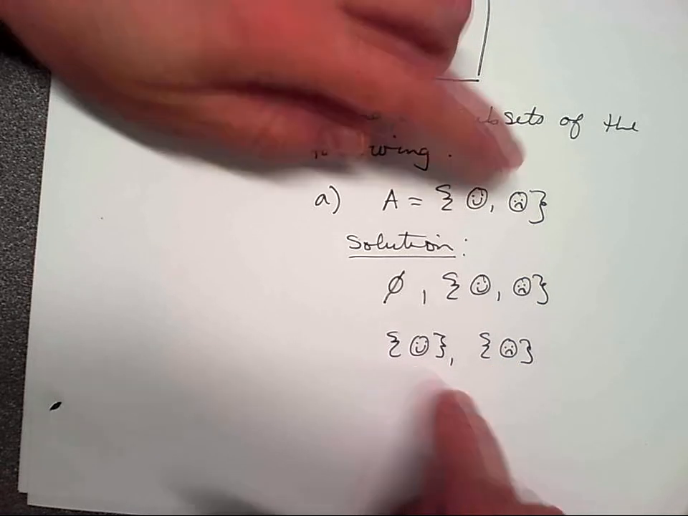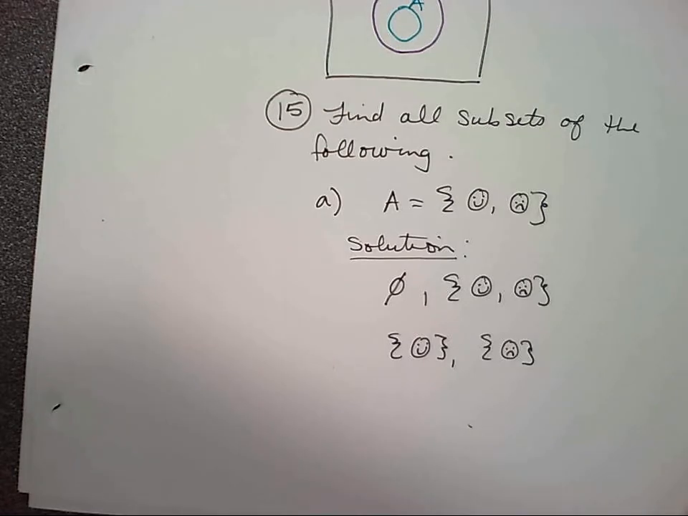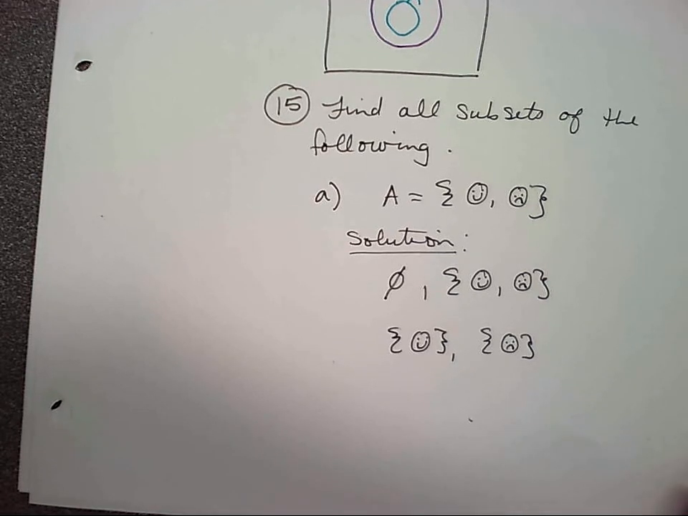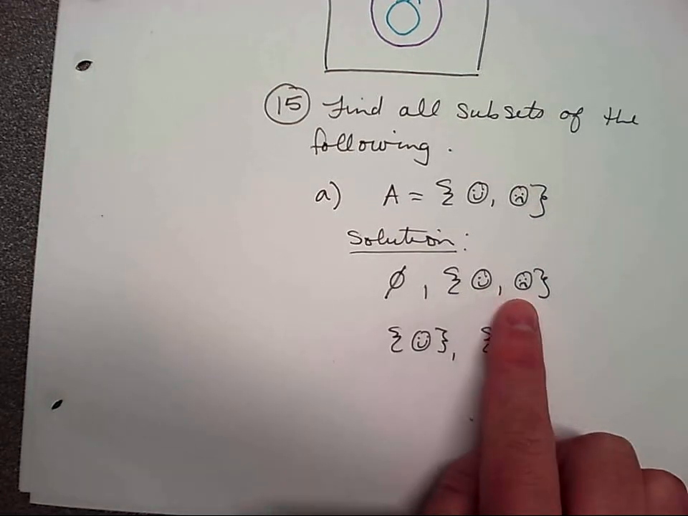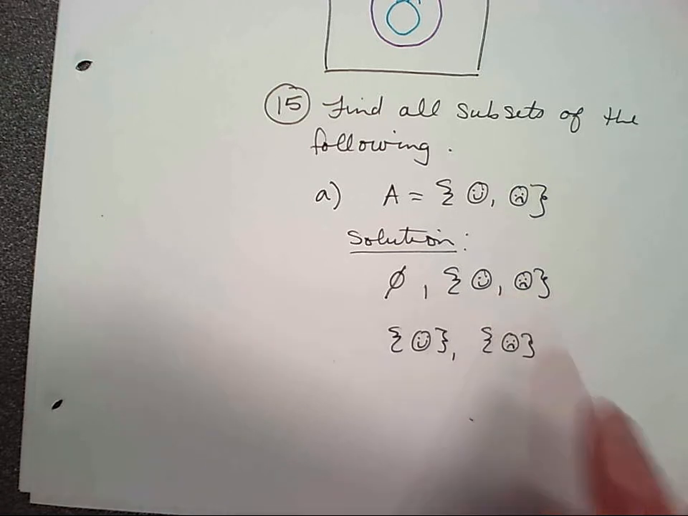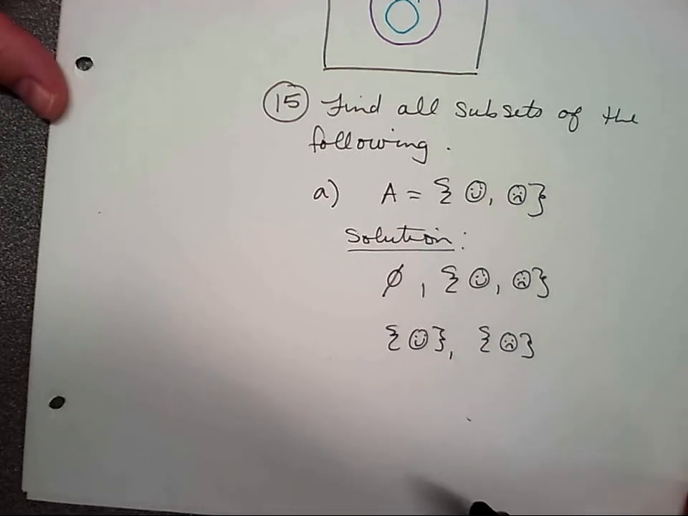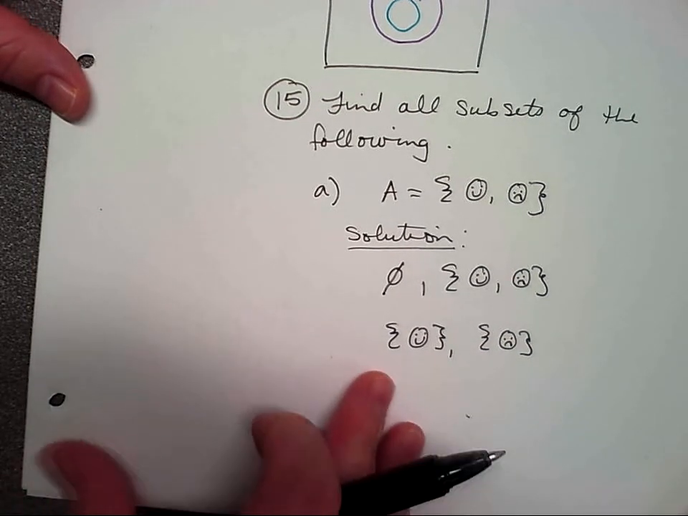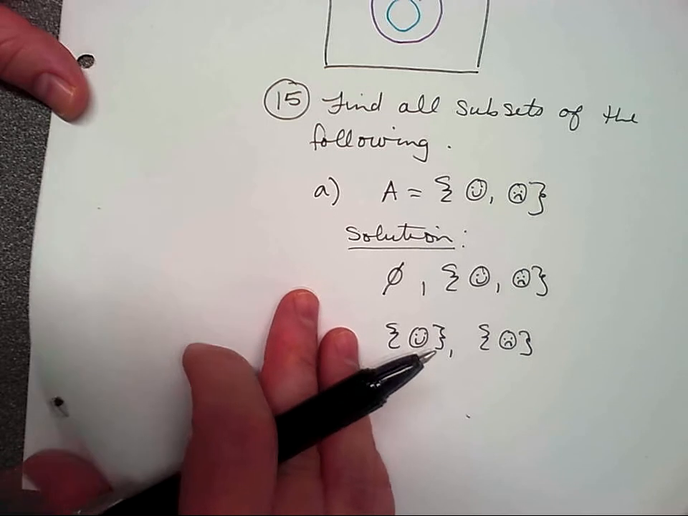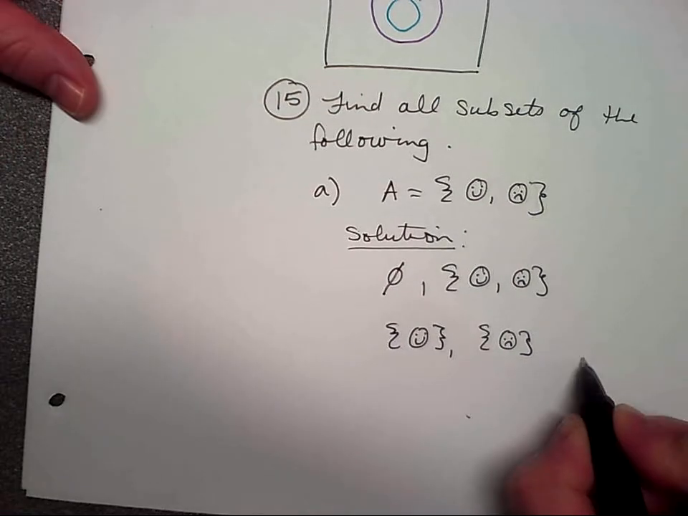Good. Can you guys think of any other? So sad face and smiley face are equal sets, right? 1, 2, 3 and 3, 2, 1 are equal sets, so we don't need to write those down twice. So these are all possible subsets. Okay, let's do another one. So this is a set with 2 elements, has 4 subsets.